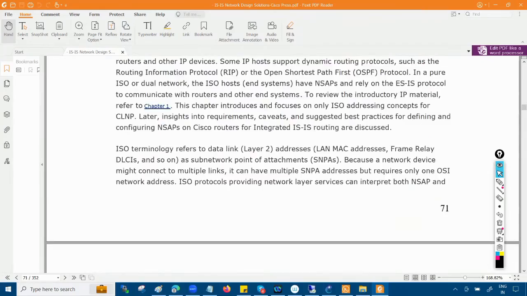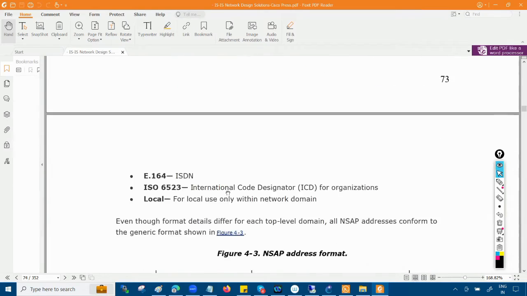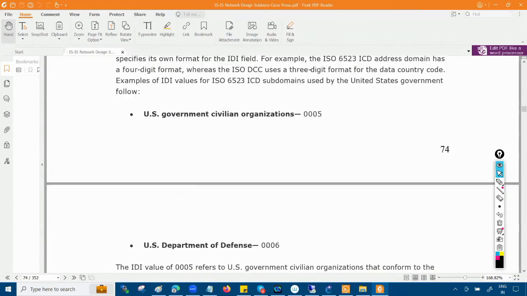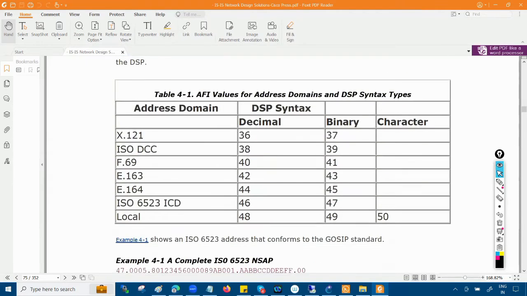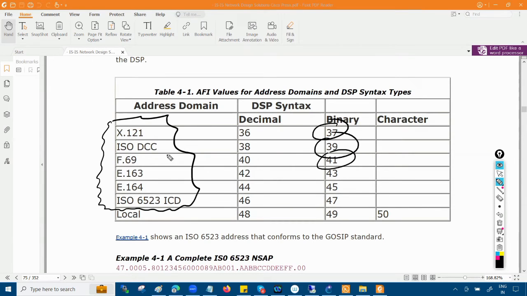Addressing integrity, yeah. So these are the AFI values we have. I can use 37, which is reserved for X.121, 39 used for ISO DCC, and 41 is for the FC. These are the different organizations, and they use different values for the ISIS protocol, the Authority Format Identifier. But one of the local values is reserved for 49. In a production network, you always find 49.